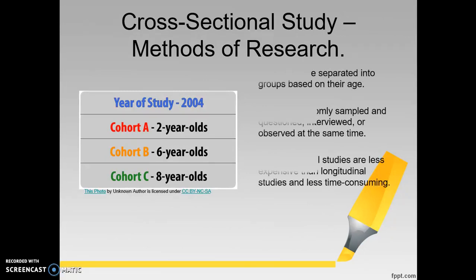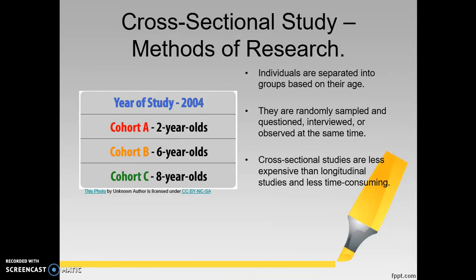Cross-sectional studies. These are when individuals are separated into groups based on their age. You'll see here year of study 2004. We have Group A or Cohort A 2-year-olds, Cohort B 6-year-olds, and Cohort C 8-year-olds. Now they are randomly sampled and questioned, interviewed, or observed at the same time. Not necessarily in the same room, but in the same time, in the same year.